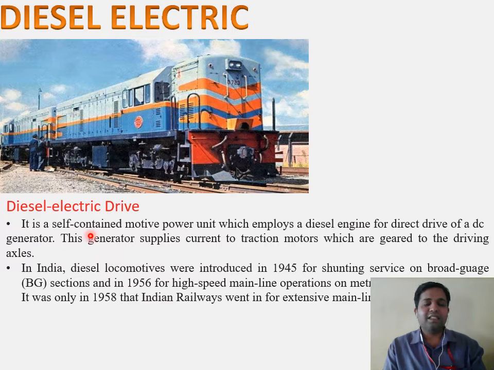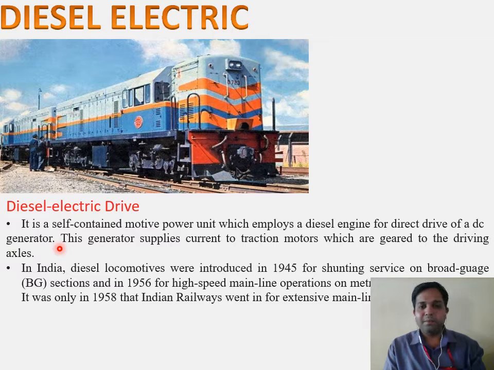So this is another kind of non-electric traction system. This is a hybrid type of traction system where we are going to use a diesel electric drive. In this traction system, it is a self-contained motive force unit which employs the diesel engine for the direct drive of a DC generator. This generator then supplies the current to the traction motors which are geared to the driving axles.